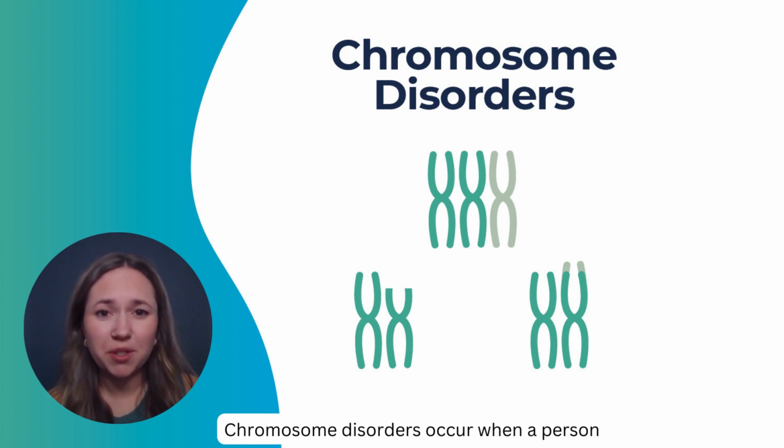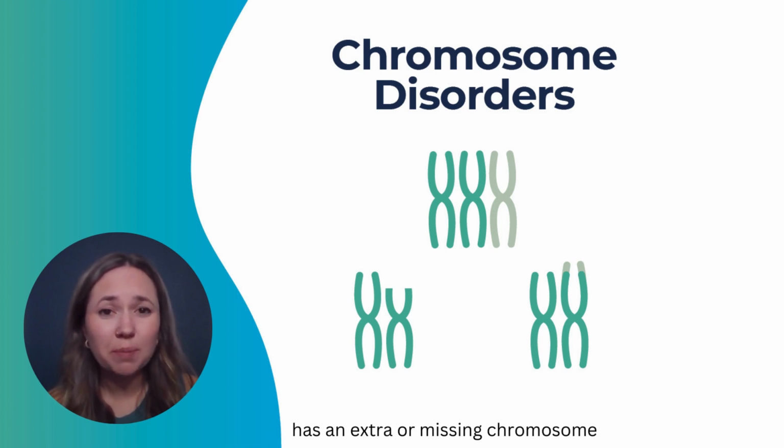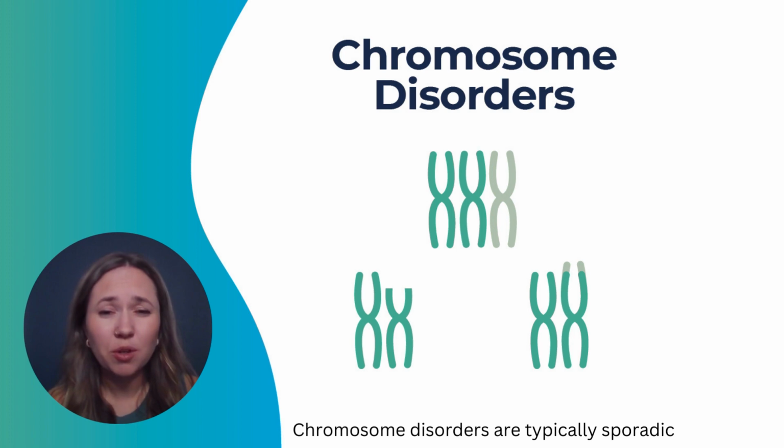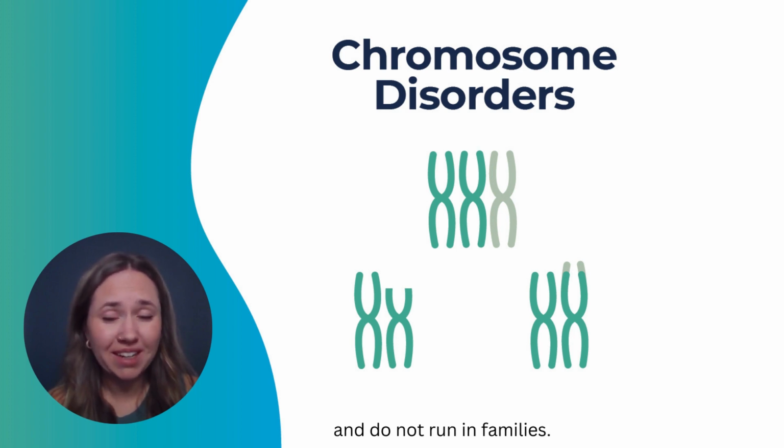Chromosome disorders occur when a person has an extra or missing chromosome, or an extra or missing piece of a chromosome. Because our chromosomes are so important for normal growth and development, many pregnancies with chromosome disorders miscarry in the first trimester. Chromosome disorders are typically sporadic and do not run in families.